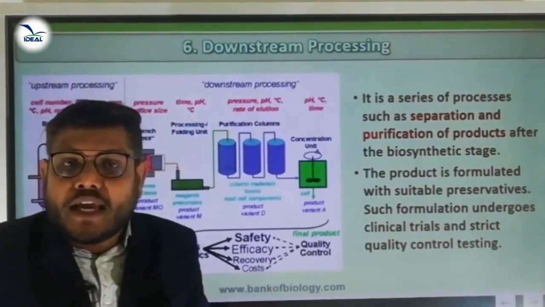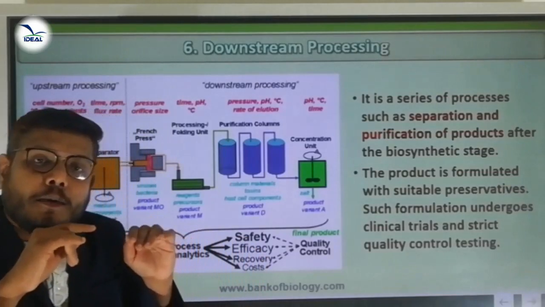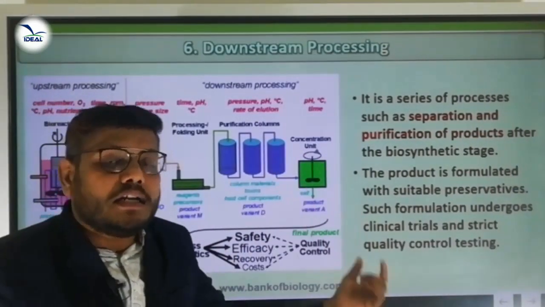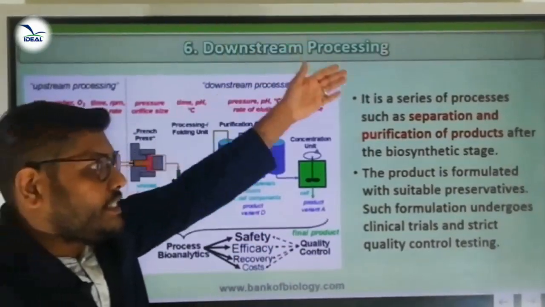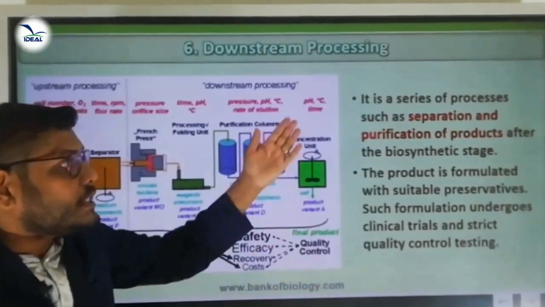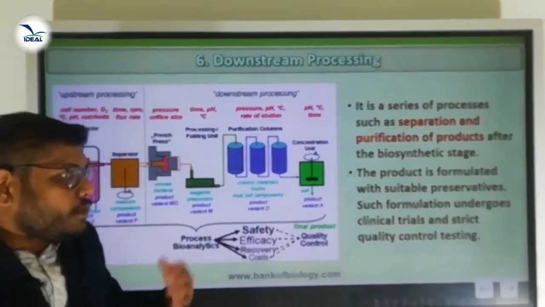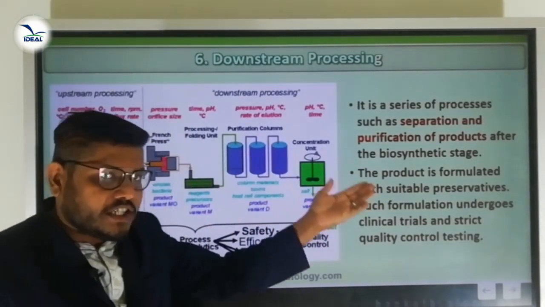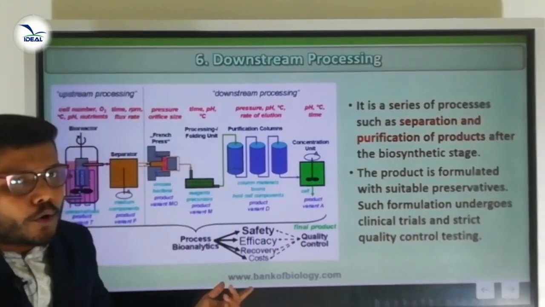The product obtained from the bioreactor is not pure. That is the reason why that particular product is extracted and purified from the culture medium. That is called downstream processing. So it is a series of processes such as separation and purification of product after the biosynthetic stage. The product is formulated with suitable preservatives. Such a formulation undergoes clinical trials and strict quality control tests.